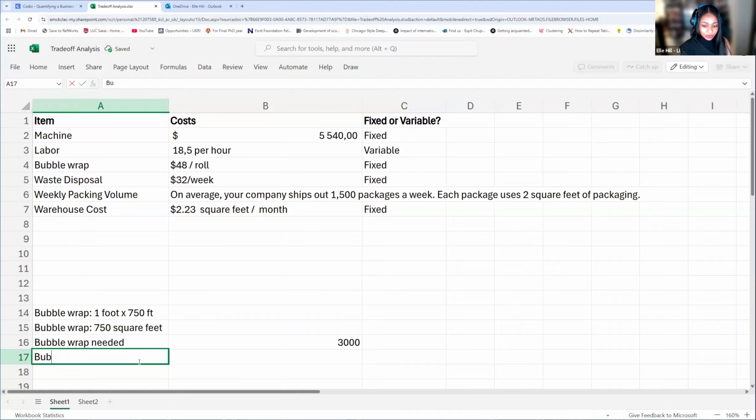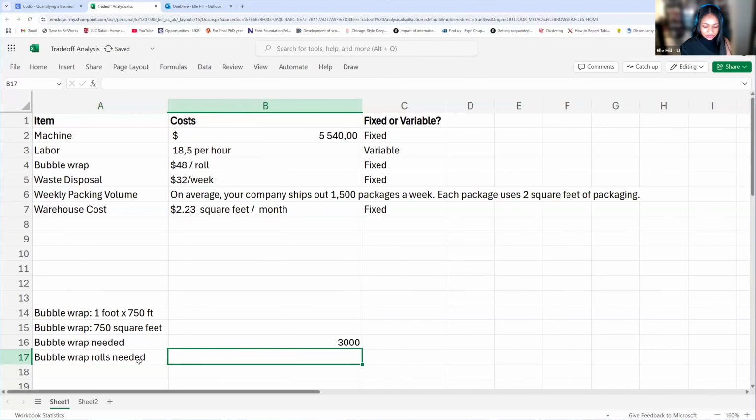Bubble wrap rolls needed. And then for this, as you all mentioned, yes, I see lots of answers in live chat. Amazing. So we're going to do 3,000 divided by 750, because the 750 represents one roll. And that gives you 4.